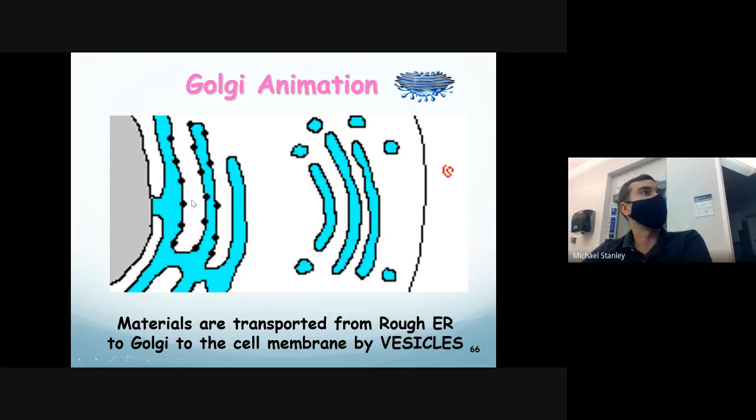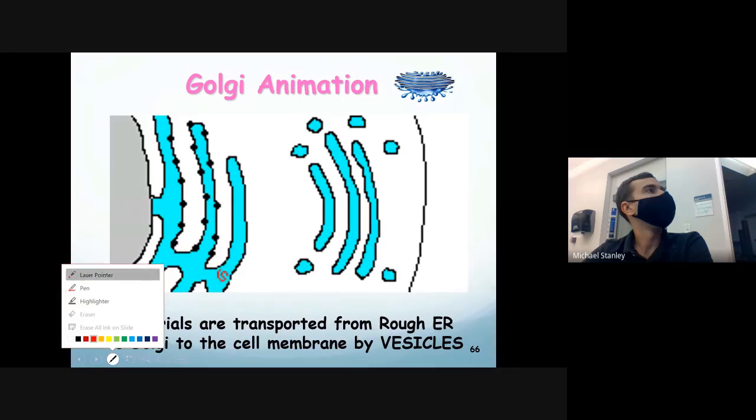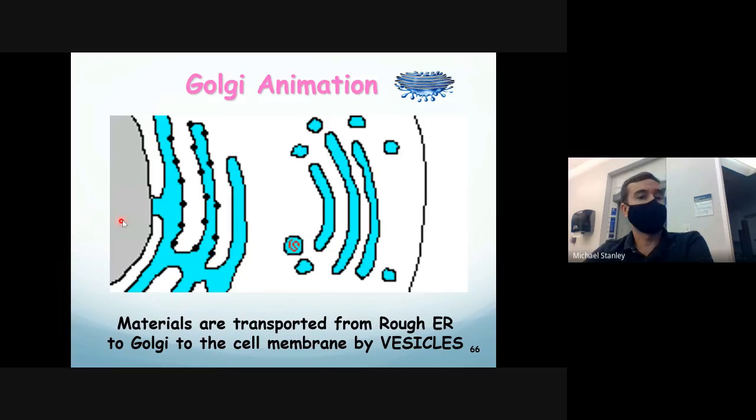Okay. So we can see we have our nucleus over here. We have our ribosomes and our rough ER over here. And we've got our Golgi body over here. And here, this red part is our little protein that's being shipped along. So the protein is made by the ribosomes. It goes through the rough ER and gets modified and then gets shipped in these little vesicles to the Golgi.